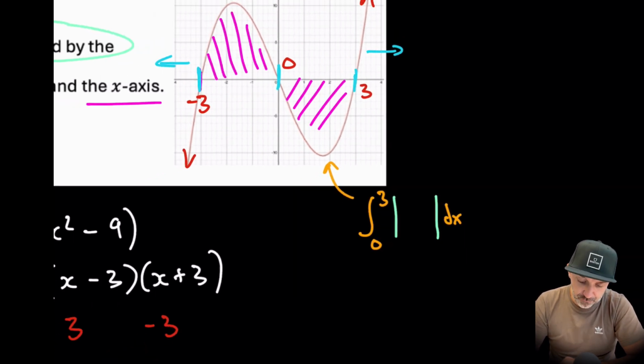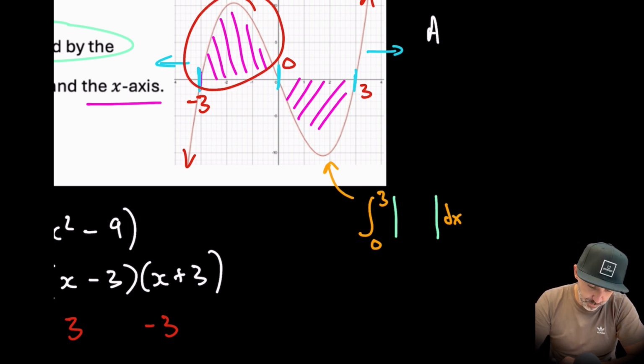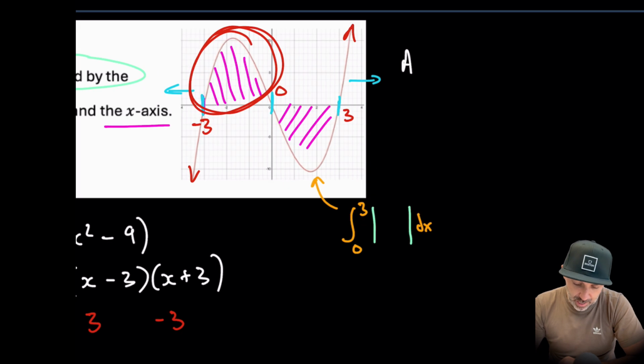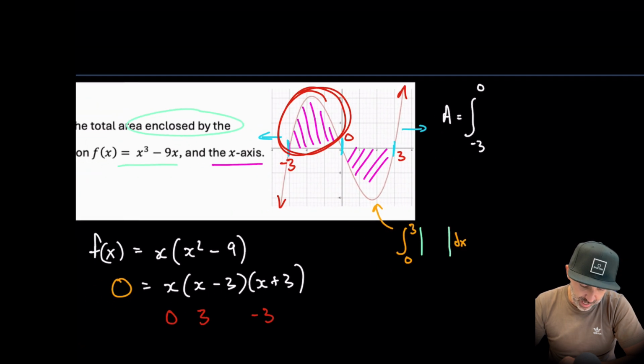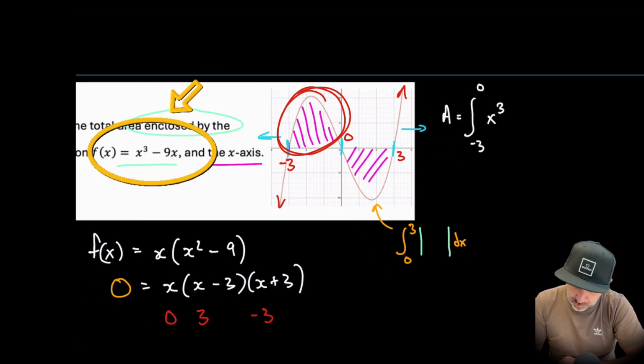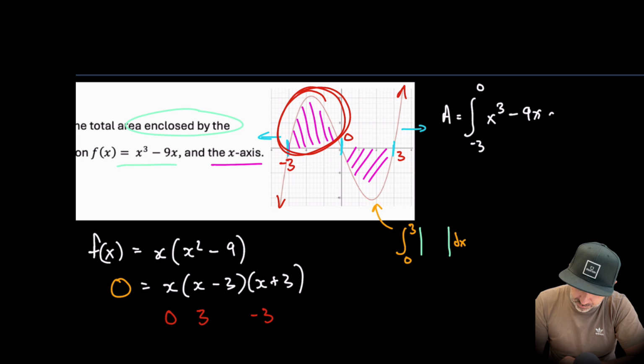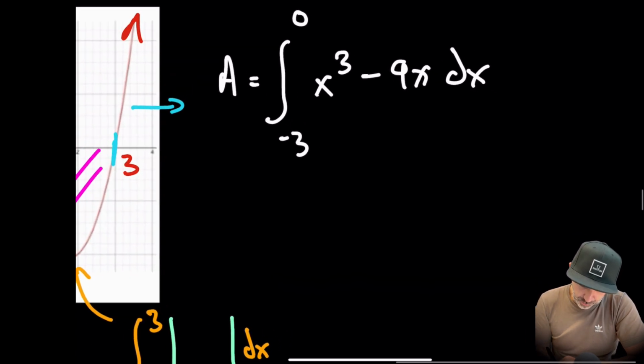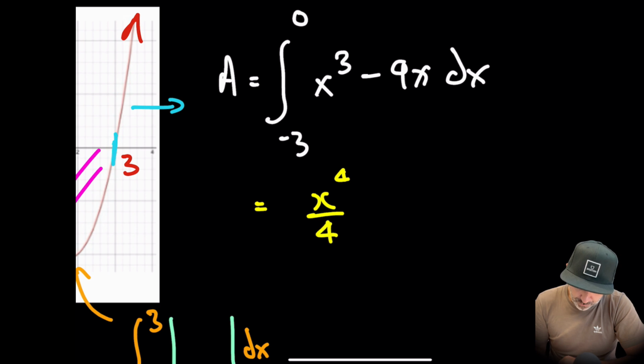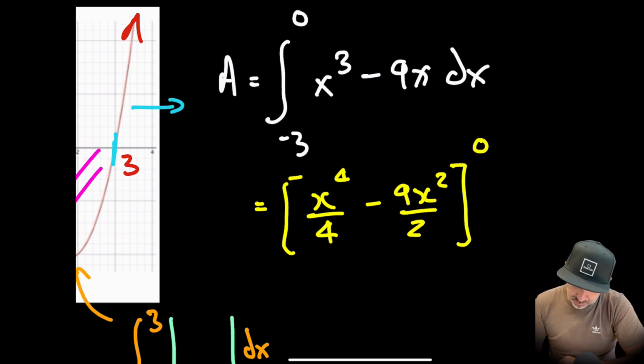What we're going to do is we're just going to find the area of the first positive region, okay? And so that will mean that that is the area between -3 to 0, and the function was x cubed, let's just write that down, x cubed minus 9x with respect to dx. Okay, so that will give us x to the 4 over 4 minus 9x squared over 2. Put our integral brackets in, and our limits 0 to minus 3.